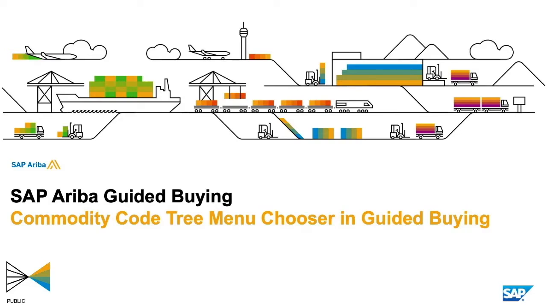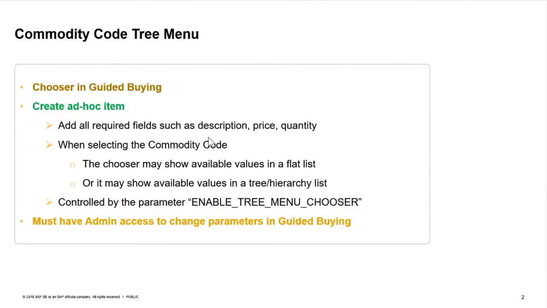In this video, we're going to discuss and show how the commodity code or the category can appear within guided buying. While creating an ad hoc line item within guided buying, the chooser could show the list of values in a couple of different ways. One way, it can be a simple list, just a flat list of the commodities, of the categories, or by changing a parameter, it can appear in a tree menu or in hierarchical list as users are typically used to seeing it in the legacy UI within Buyer.